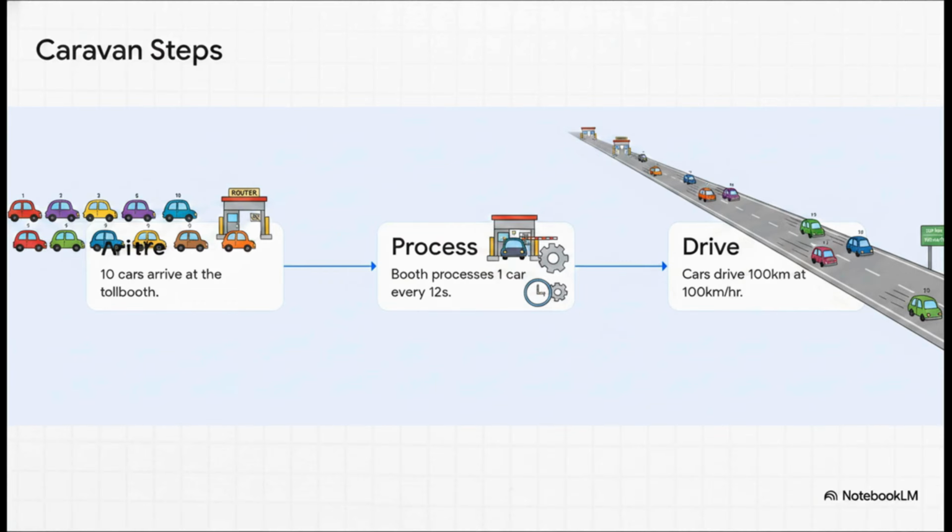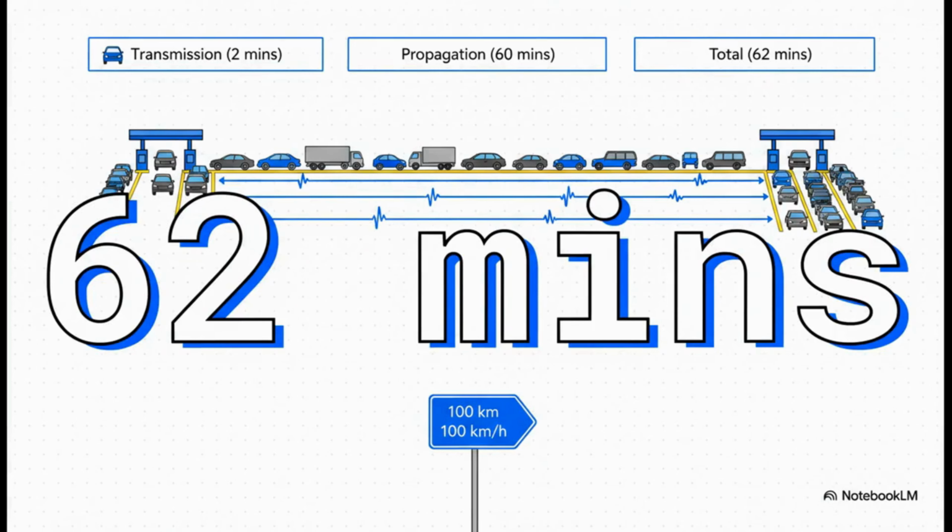Now, this toll booth has a specific service rate. It can process and push through exactly 1 car every 12 seconds. Once a car passes the booth, it hits the highway, which is our propagation medium. Let's say the highway stretches for 100 kilometers to the next toll booth, and the cars travel at exactly 100 kilometers per hour.